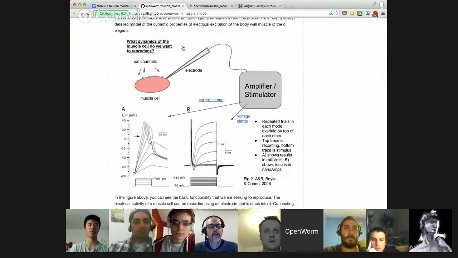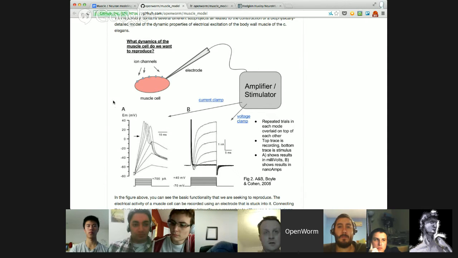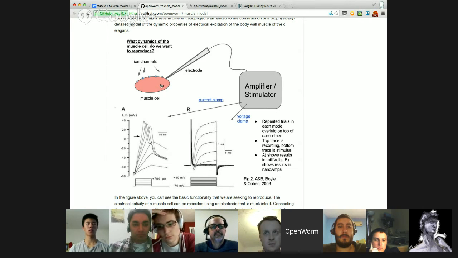So the basic thing. What are we trying to do here? We're trying to reproduce the dynamics of the electrical aspect of muscle cells of the C. elegans. So here's your super simplistic muscle cell model. It's just an oval, and it's got a bunch of ion channels in here, not to scale, but they're little portholes that allow charged ions to go in and out. Obviously, they actually cover the entire surface, symmetrically, and they're much smaller, and there's a lot more of them, but that's the basic idea.